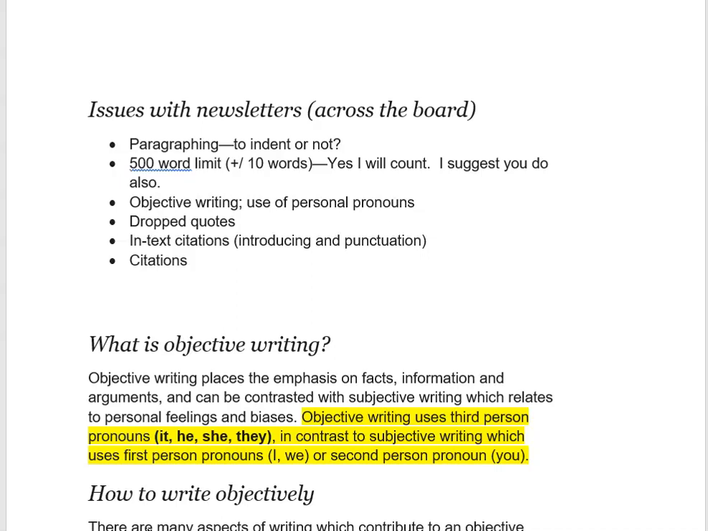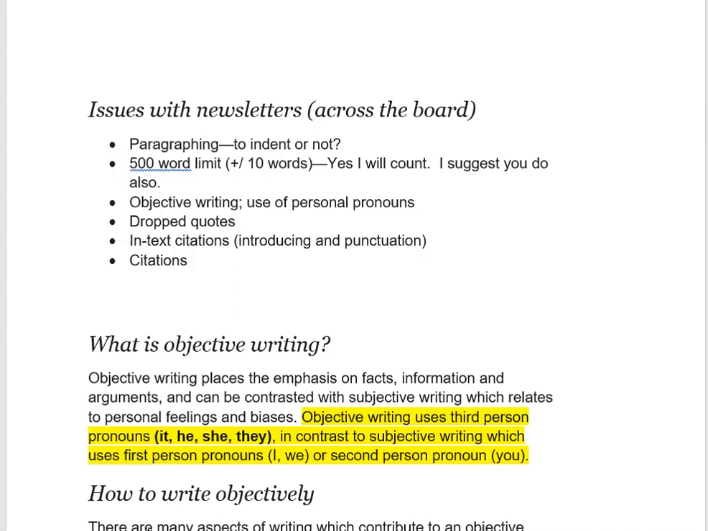The 500-word limit, plus or minus 10 words. Yes, I counted them. Before you do your revisions on these, I suggest that you also do a word count and check to make sure that you hit 500 words. You can hit 490 and you can hit 510, but you cannot be on either side of those numbers. So get as close to 500 words as possible.